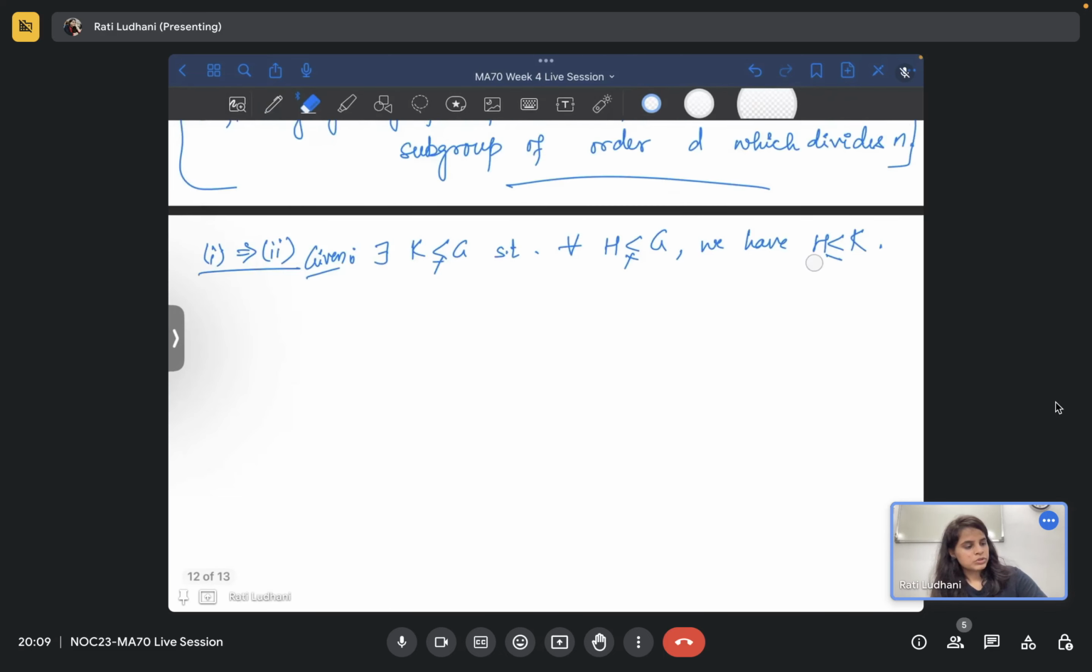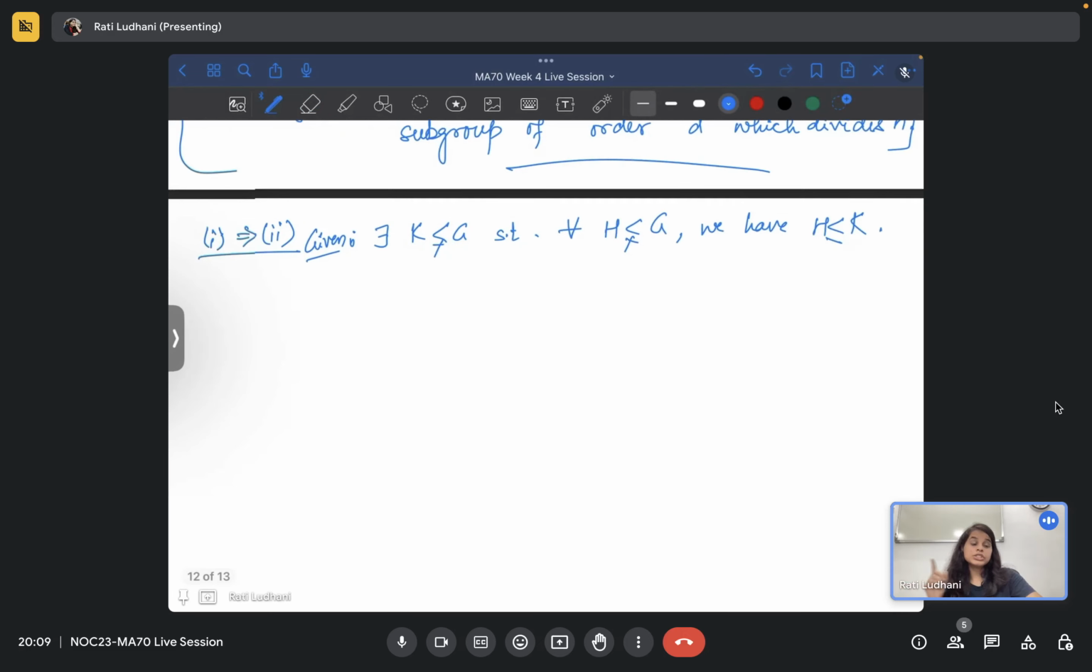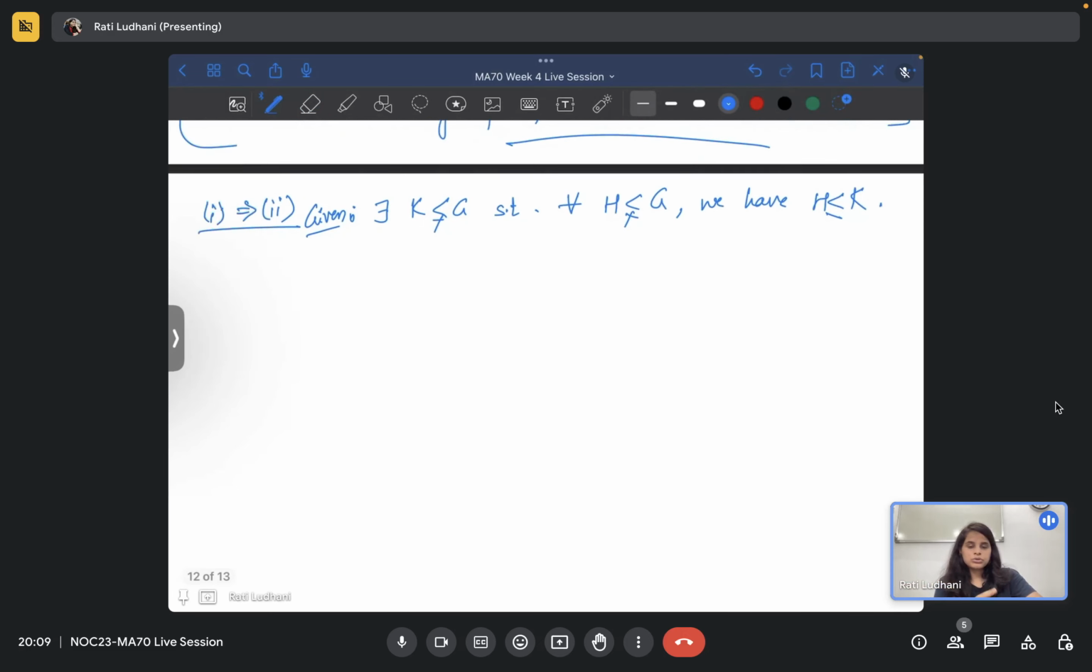Now we need to prove that G is finite first. We don't even know that G is finite, so we have to prove that also. So we need to prove G is finite, G is cyclic, and the order of G is some prime power. Okay, I'm proving cyclic first, so let's try to do this.